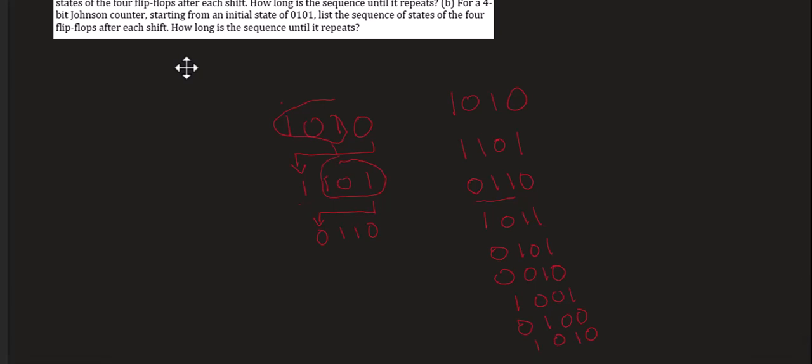How many is that? Counting the repeat, so eight different states, right? 8 different states. And how many bits did I have? 4 bits, 8 states. Do you think it's possible that I would ever have fewer states?